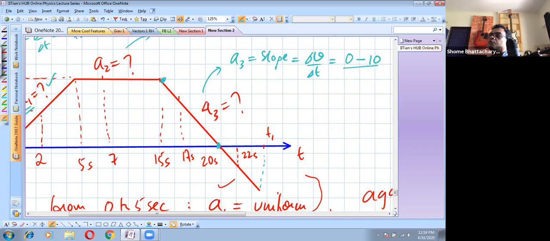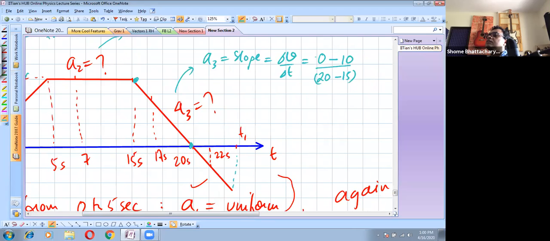The velocity is decreasing from 10 meters per second to 0. And what is the change in time? Its final time is 20 seconds. The initial time I have taken there is 15 seconds. Okay, so again in terms of unit, this is becoming change in velocity of minus 10 in meters per second divided by the time interval of 5 seconds. So as you can see, the value of A3 will become minus 2 meters per second square, which is consistent with the diagram because you can see that A3 is a deceleration.